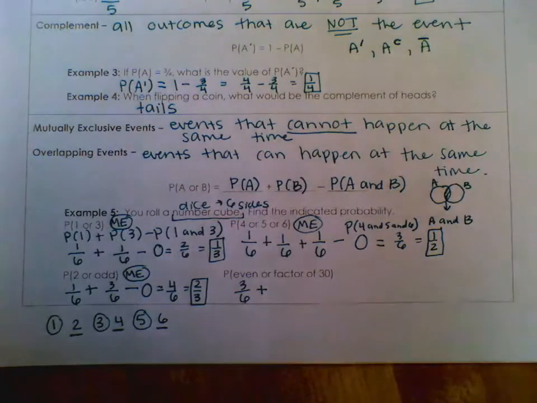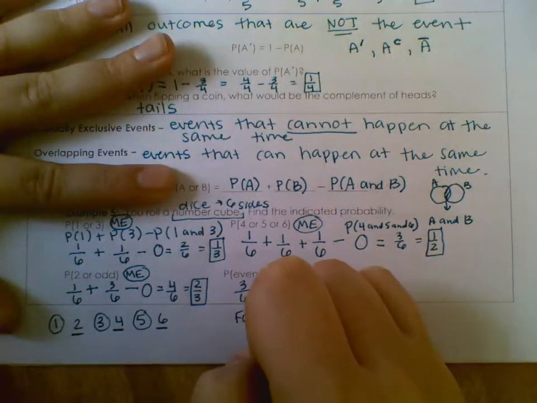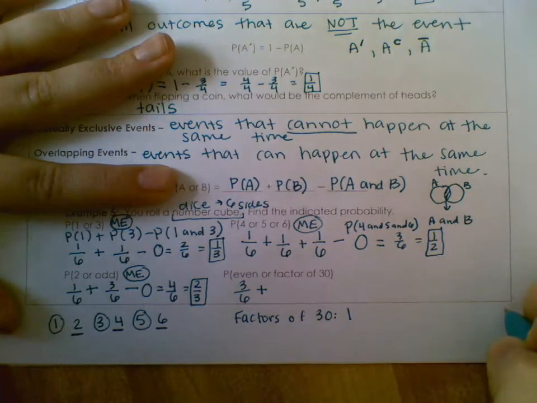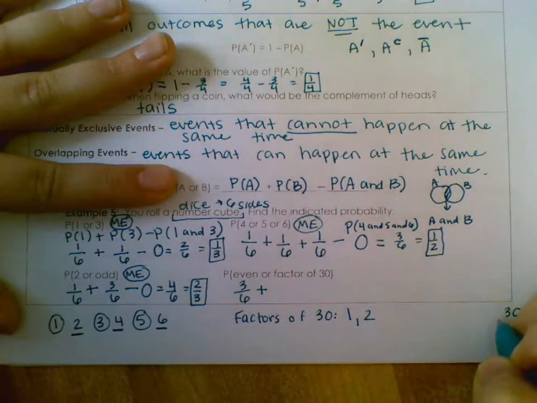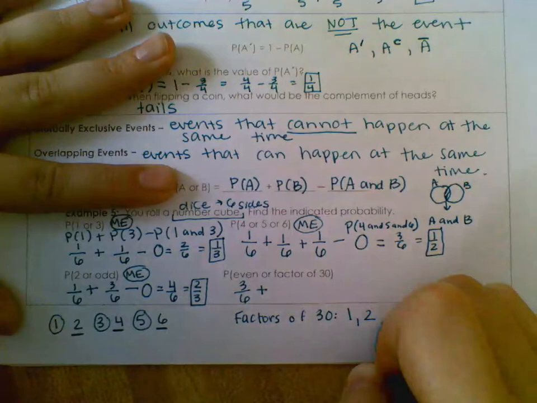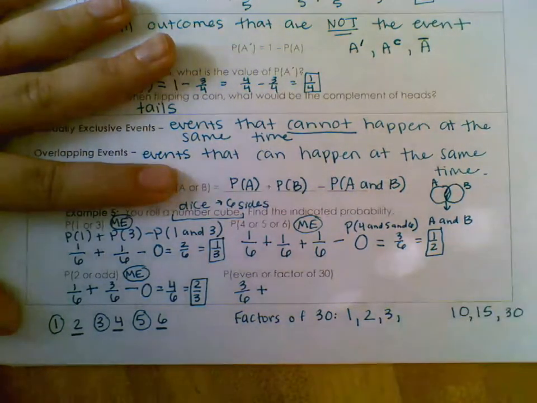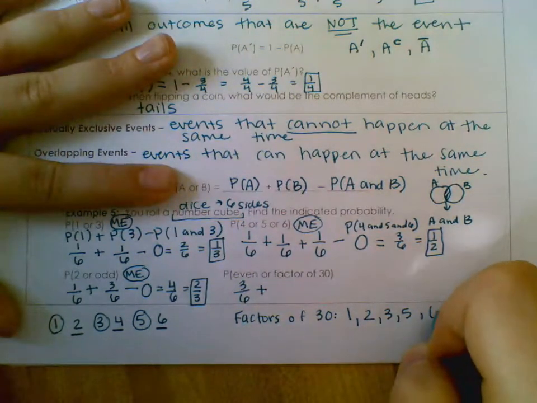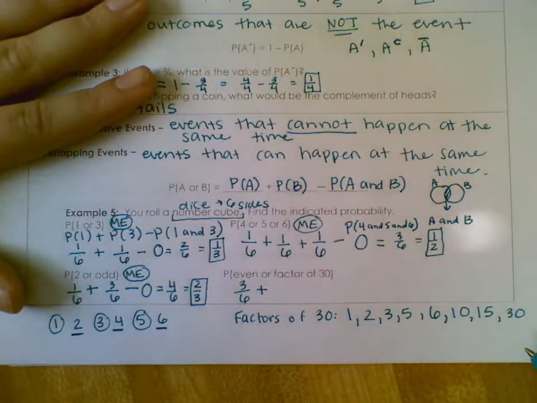Plus, we want to know the probability that I could roll a factor of 30. First, let's think about what my factors of 30 are. First I get 1 and 30. I could get a 2 and a 15, 3 and 10. 4 is not a factor of 30, so I go to 5, and that pairs up with 6. And then we have listed all of our factors of 30.